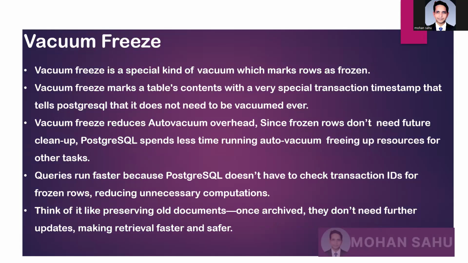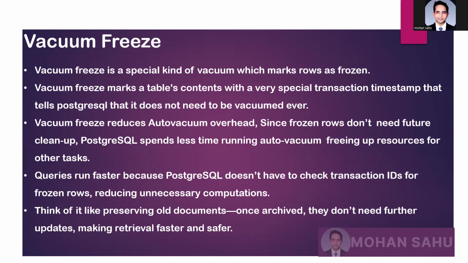Now we have another concept called vacuum freeze. Vacuum freeze is a special kind of vacuum which marks rows as frozen. Consider a database that is huge and has data for many years, for example the last 10 years. Out of that, we are only working with 1 year of data, because the old 9 years of data is kind of archive data. We are not touching it, modifying it, or updating it, right?